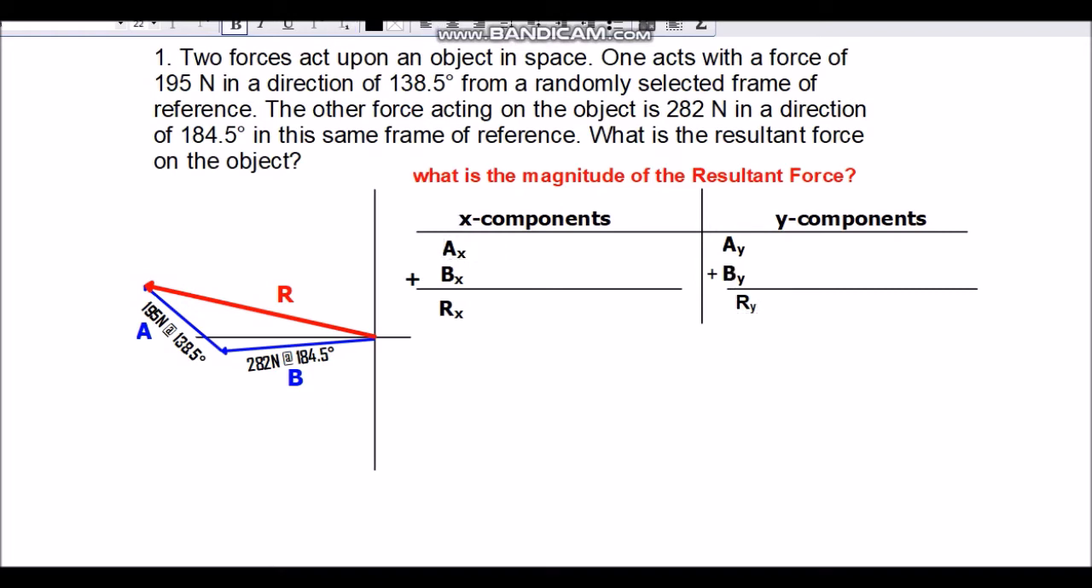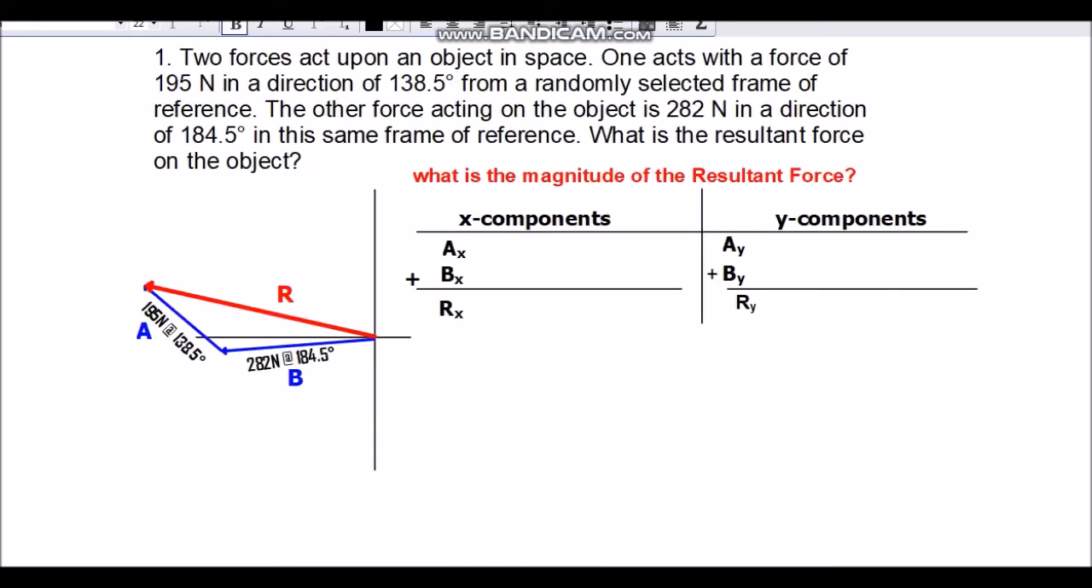So what are my two components? Well, this vector here, which I'll call vector A, I'm going to make the 195 Newton be vector A. Or I could have made the 282 be A. It really doesn't matter. You'll get the same answer. But I'm going to do the 195. And I see that it's 195 at a direction of 138.5. You'll notice it's already in the proper mode for me. So it's 195 newtons at a direction of 138.5.